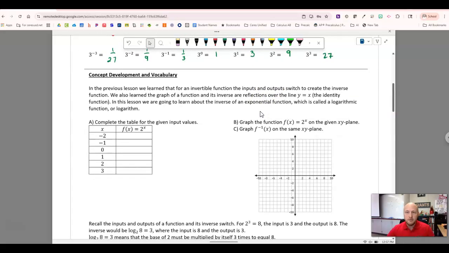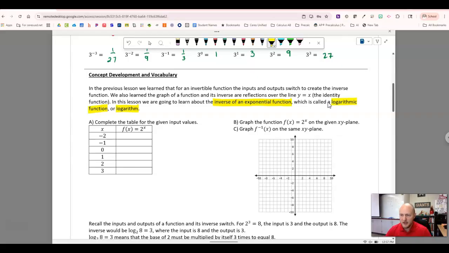In the previous lesson, we learned that for an invertible function, inputs and outputs switch to create the inverse function. And we also learned that the graph of a function and its inverse are reflections over the line y equals x, this identity function. In this lesson, we're going to learn about the inverse of an exponential function, which is called a logarithmic function, and also a logarithm.